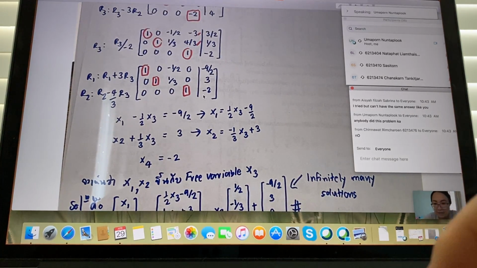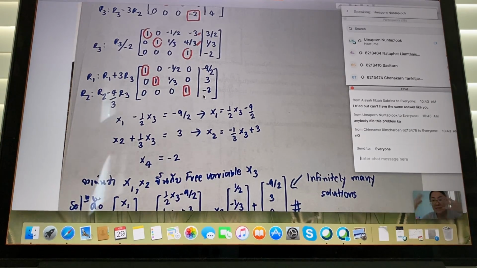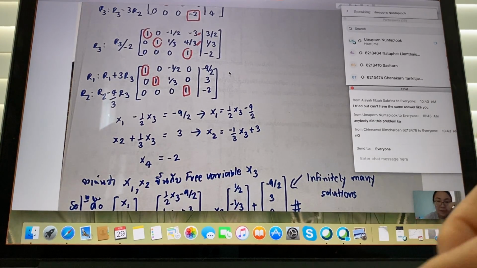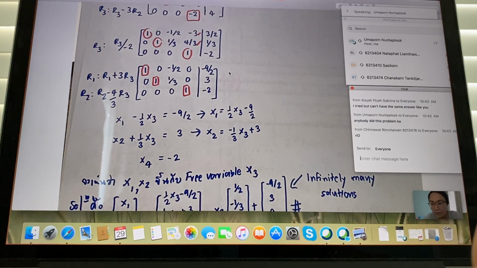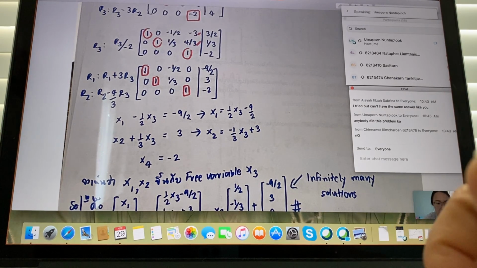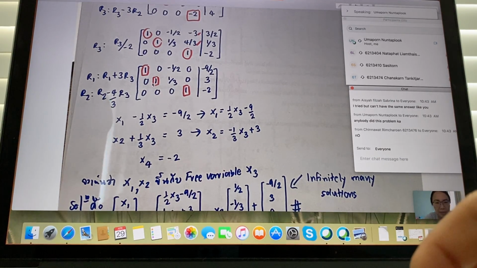Once we have this, how are we going to write down the solution? Okay, let's rewrite it in terms of linear equations. So this one, I use x1 corresponding to x, x2 just y, x3 to be z, and x4 will be w, just like that.